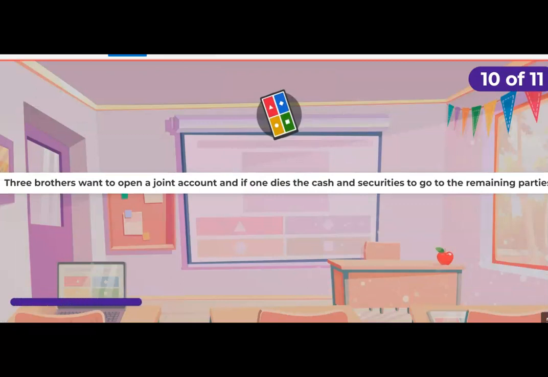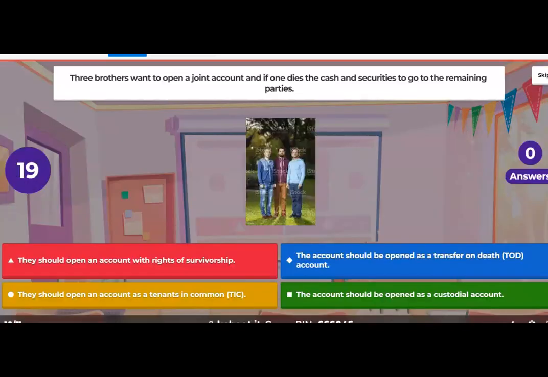Three brothers want to open a joint account, and if one dies, the cash and securities go to the remaining parties. A, they should open an account with rights of survivorship. B, the account should be opened as a transfer on death, TOD, account. C, they should open the account as tenants in common. Or D, the account should be opened as a custodial account.